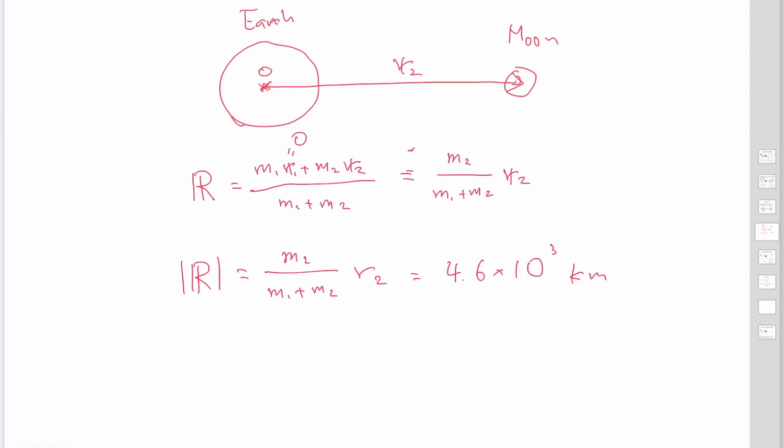The radius of the Earth is 6,400 kilometers. So the center of mass is located somewhere here, inside of the Earth. We would say the Moon is a satellite of the Earth because the Earth is much heavier than the mass of the Moon. The center of mass is included inside of the Earth.